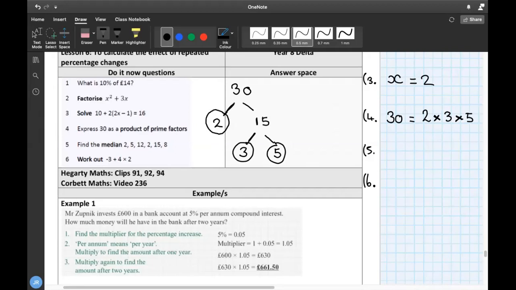You've multiplied. Again, if you want to check, just do the sum yourself. 2 times 3 times 5. 2 3s are 6, times 5 gets you back to 30.